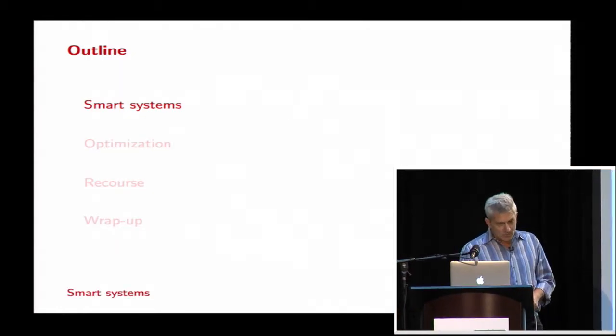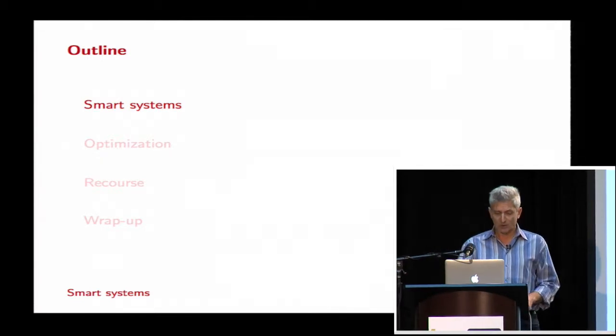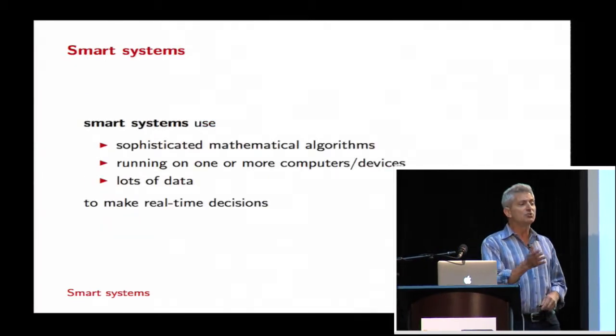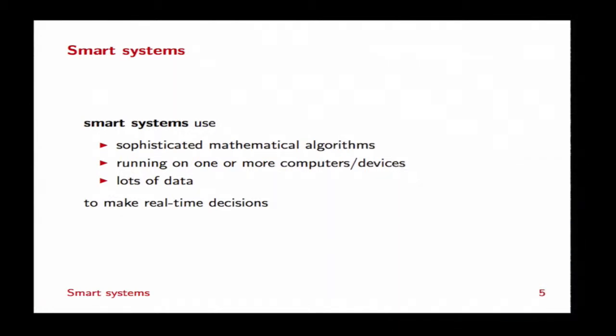So let's start with what is a smart system. This is not the universally acknowledged term, but I think it's a perfectly good one. A smart system is a system that takes a sophisticated mathematical algorithm, which we'll talk about, and runs on one or more computers or devices. This could be your phone, it could be a giant data center. It works with lots of data, and it makes real-time decisions.